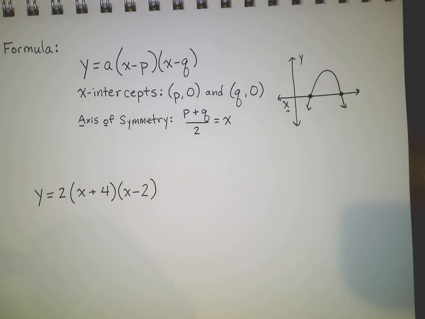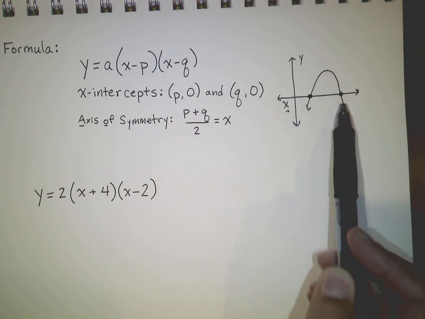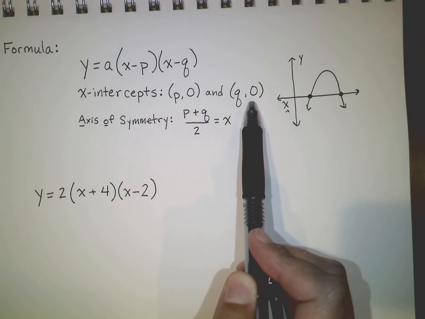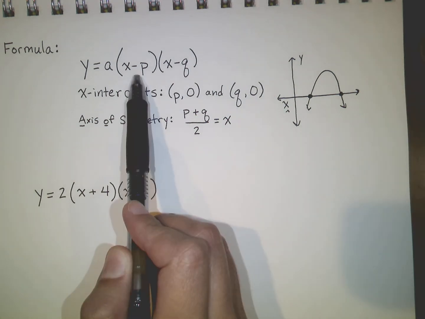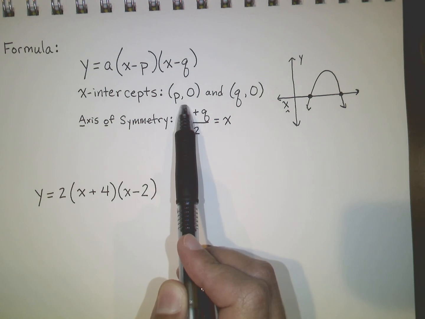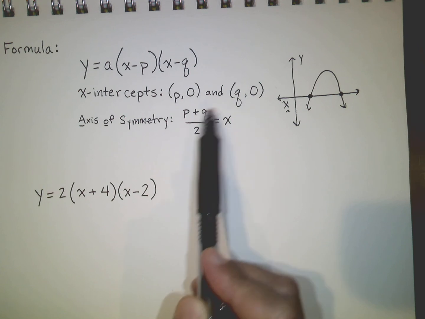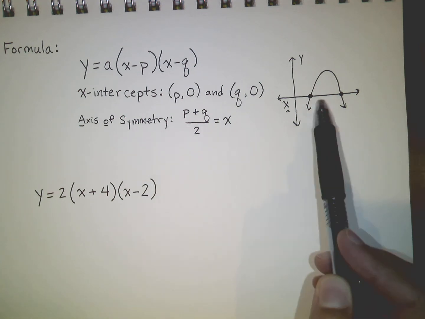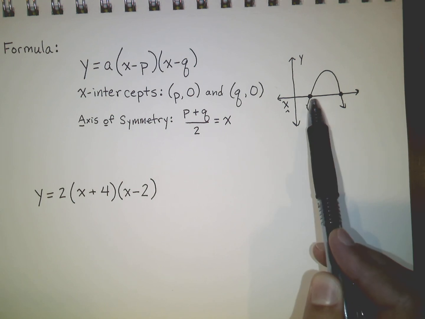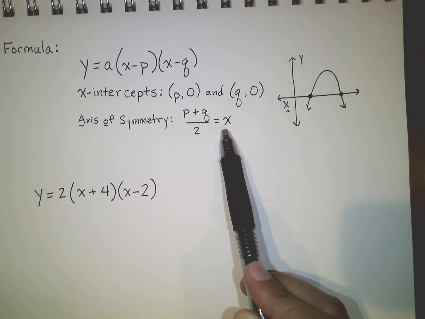The things that we can pull from this formula are our x-intercepts, so where the parabola is going through the x-axis at those 2 points. That's going to be (p, 0) and (q, 0). Notice how it's minus p in the parentheses and minus q, but when we pull it out for our x-intercepts, it's positive p and positive q. And then also we can find the axis of symmetry, because we know that the center of this parabola is going to be right in the middle of our x-intercepts. So that formula is (p plus q) divided by 2 is equal to x.